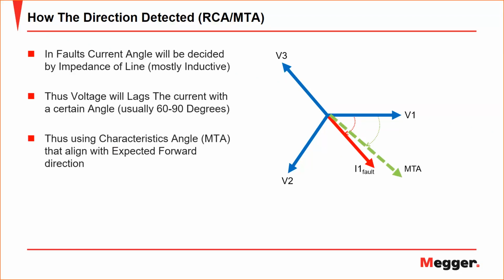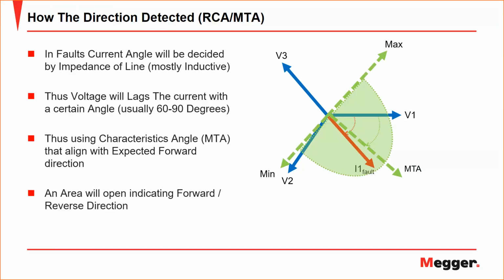So I need to set a characteristic aligned with that angle, in the region of 60 to 90. I can call this characteristic angle the maximum torque angle, as it was historically called. Some relays now call it the characteristic angle only, to be aligned with the expected fault direction. Since I align this angle, from it I can open a blinder or area indicating what is forward, which is below here, and what is reverse, which is in the back direction of my blinder.